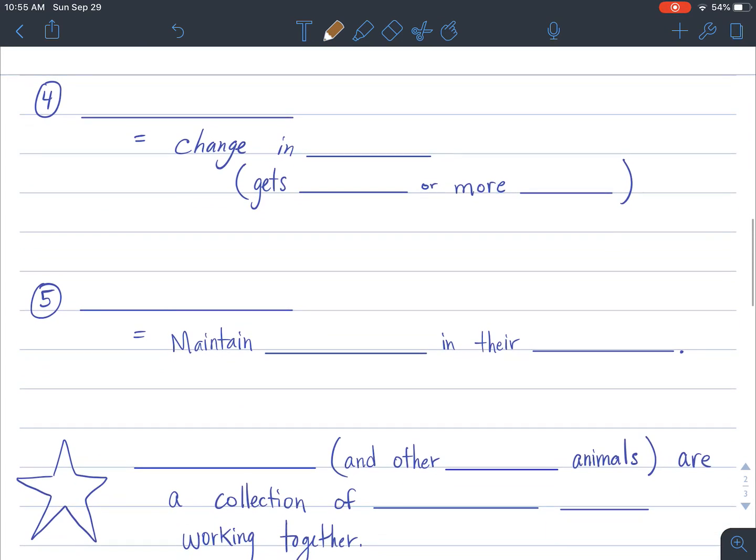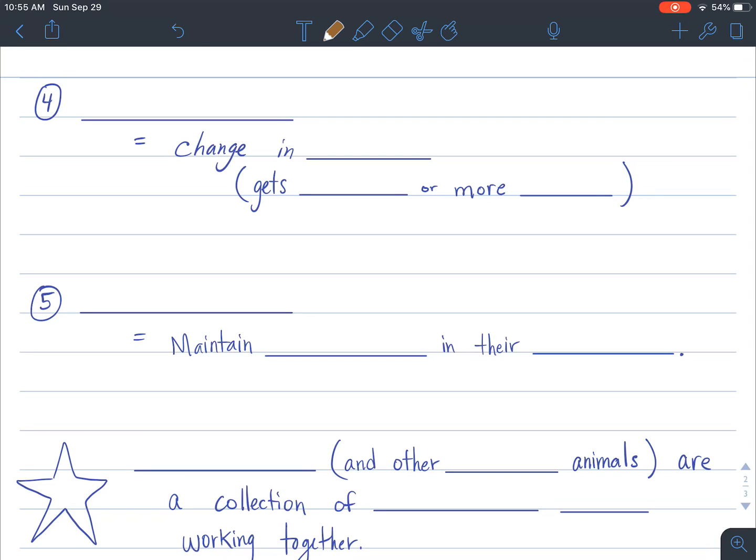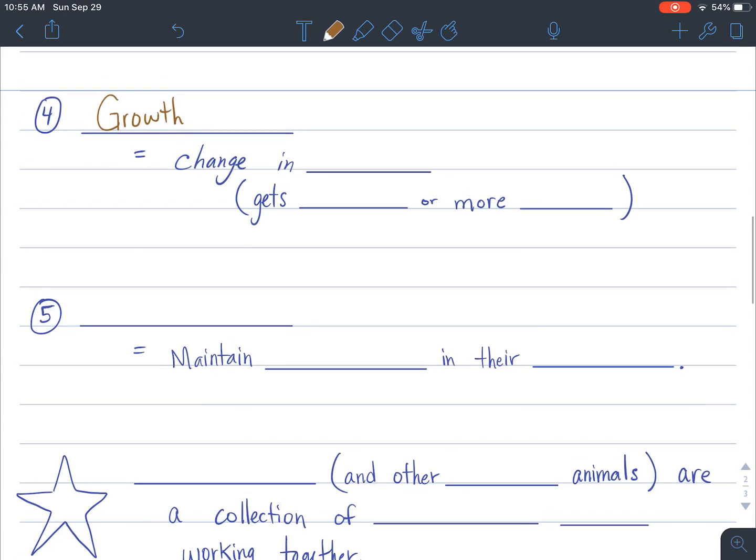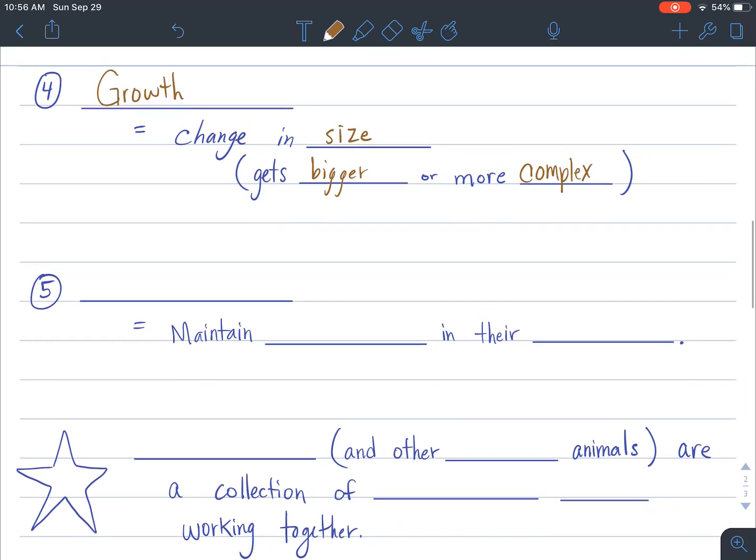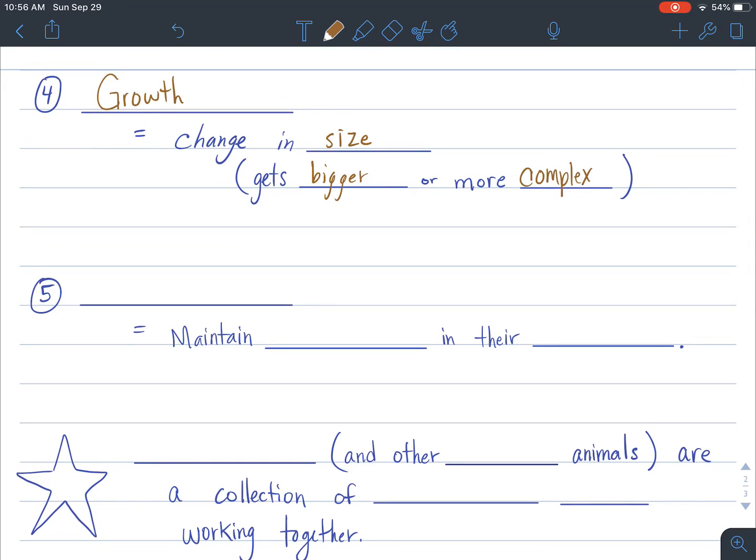Also, in order to be considered alive, the organism must have some process of growth. Now, it doesn't mean it needs to get huge. It doesn't mean that it needs to get to some certain standpoint, but it does usually change in size. It either gets bigger, or maybe it doesn't change in the actual size, but it becomes more complex. So when we think about growth, it can be size or complexity. So you could think about a tadpole into a frog, or a tree growing taller and taller.